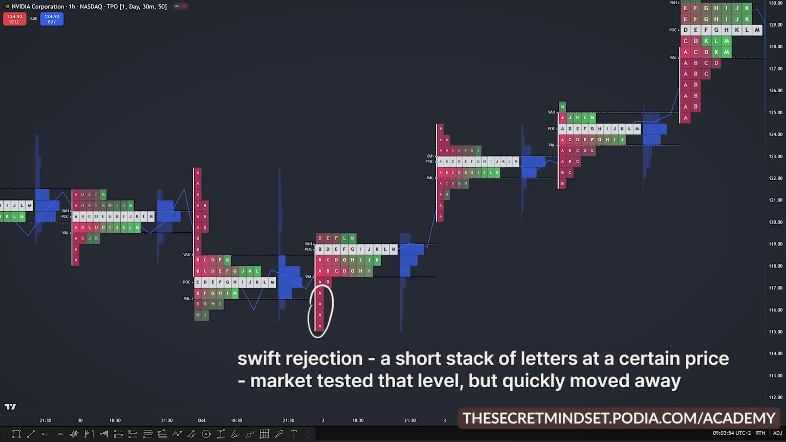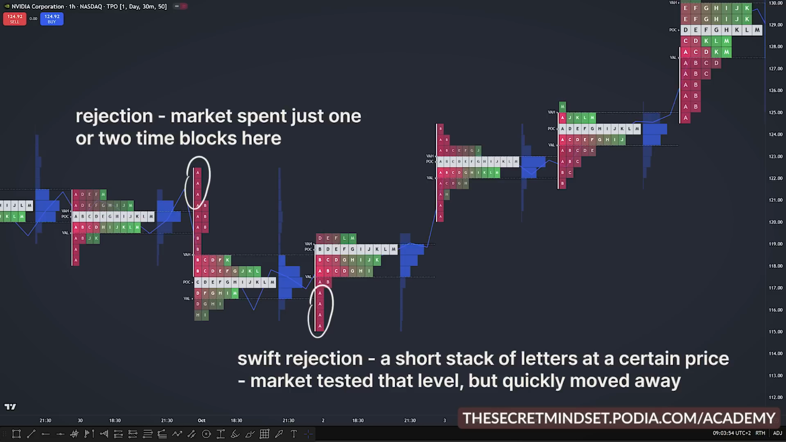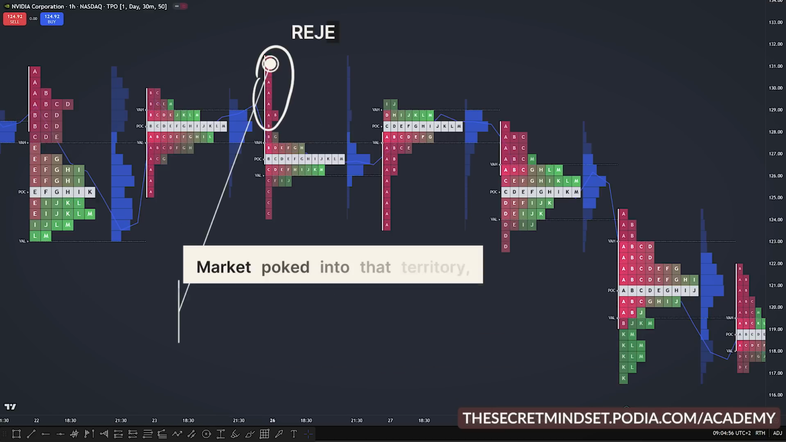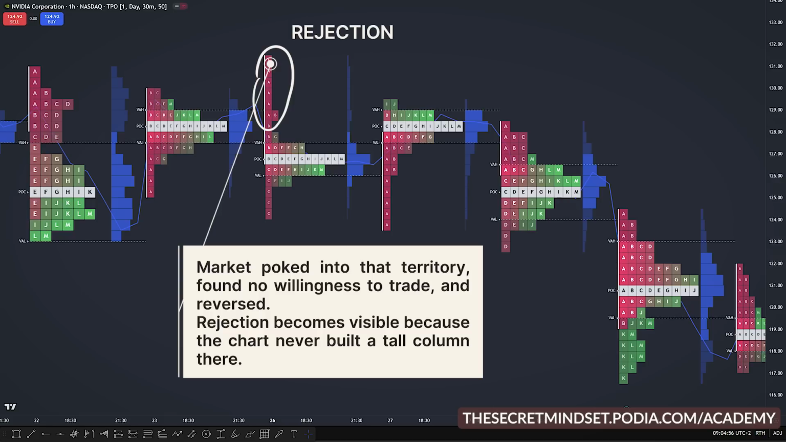If the price tried to stay there, you would see more letters added. If you see only 1 or 2 letters, that can mean the market spent just 1 or 2 time blocks there. Some traders place special importance on single TPO prints at extremes. That single print might highlight a strong rejection. Market profile watchers may call that a sign that the market poked into that territory, found no willingness to trade, and reversed. Rejection becomes visible because the chart never built a tall column there.